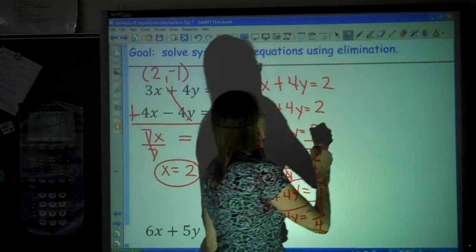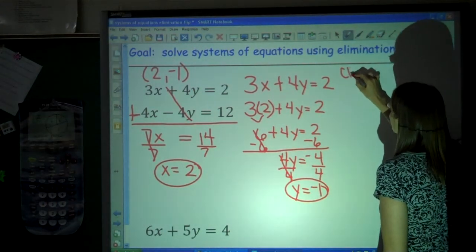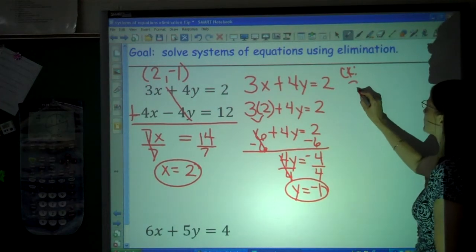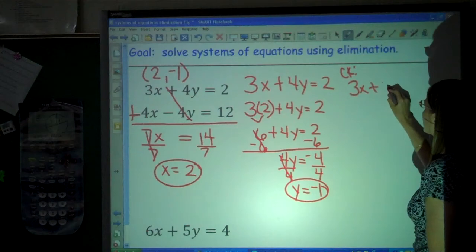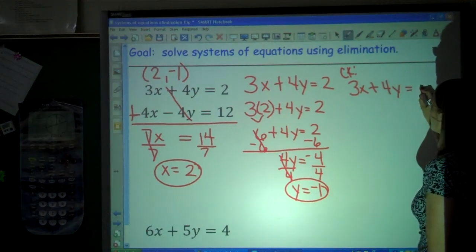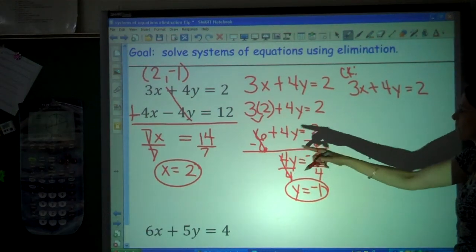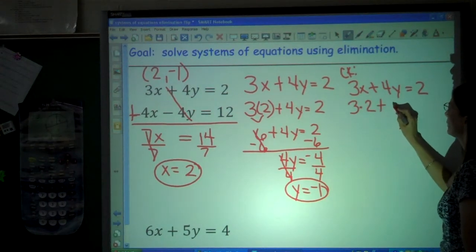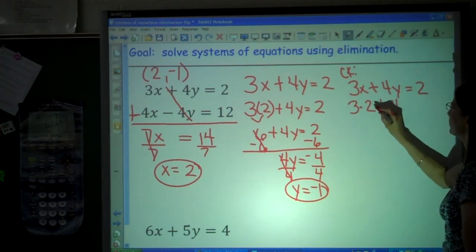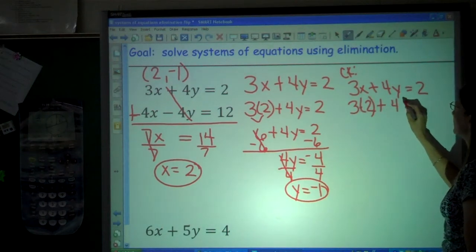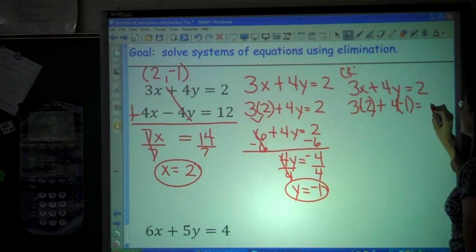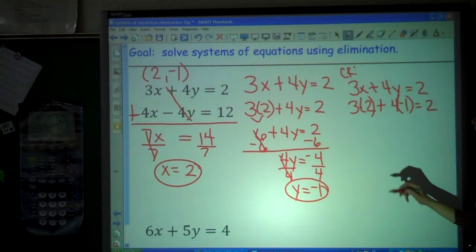And what I'm going to do is I'm going to make you check, because we just did all that work. I'd hate to get the wrong answer. So I'm going to start with my first equation, 3x plus 4y equals 2. I'm going to plug in the value of x, so 3 times 2 plus 4, I'm going to use my parentheses, times y, which is a negative 1, should equal 2. And if it doesn't, I made a mistake.